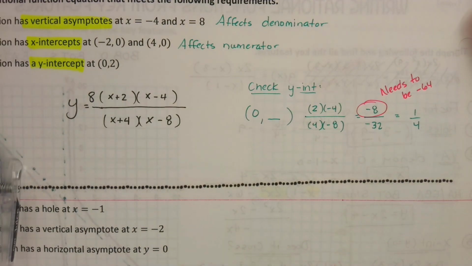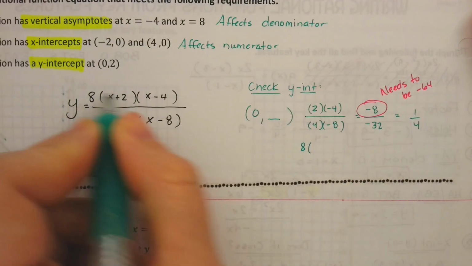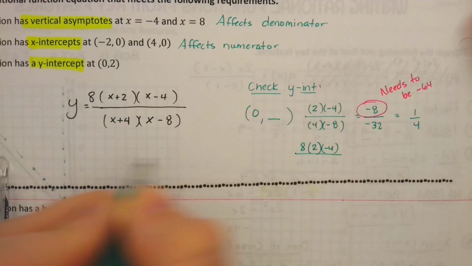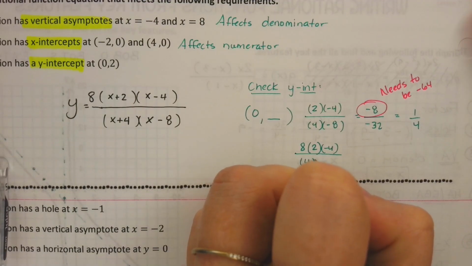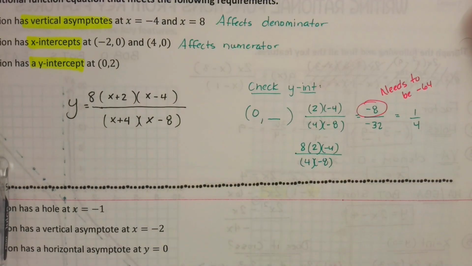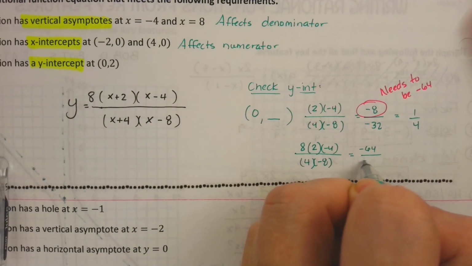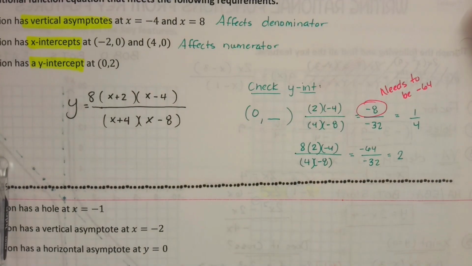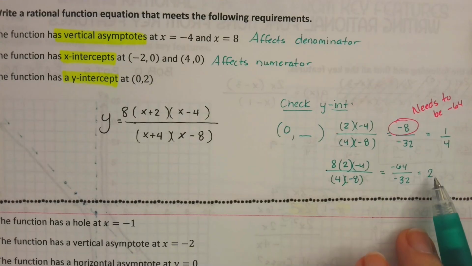Alright, checking that y-intercept again. On the top, if we plug in 0, we'll have an 8. We'll have a 0 plus 2, which is 2. We'll have a 0 minus 4, which is negative 4. And then we'll have 0 plus 4, which is a 4, and 0 minus 8, which is negative 8. This would be negative 8 times 8, which is negative 64. And on the bottom, a negative 32, which would simplify to 2. Officially has the correct y-intercept. And they didn't mention anything about what the horizontal asymptote needed to be, so I'm not even going to worry about that. But it does have the correct y-intercept now.